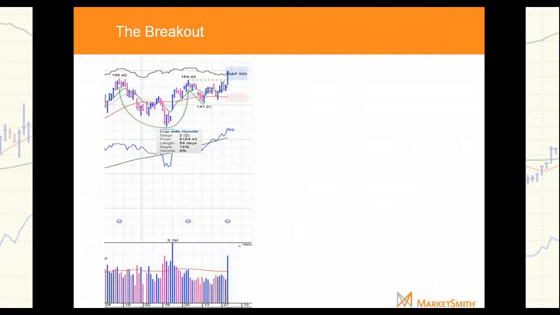Okay, if you're not, go back to the MarketSmith webinars, take a look at lesson 3, I think it is, with the chart patterns. But we're all looking for that breakout, right, out of one of these patterns. And so we're looking at the breakout right here. And then here's the key. It's not just a breakout.